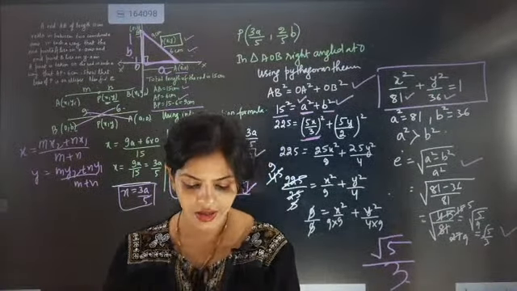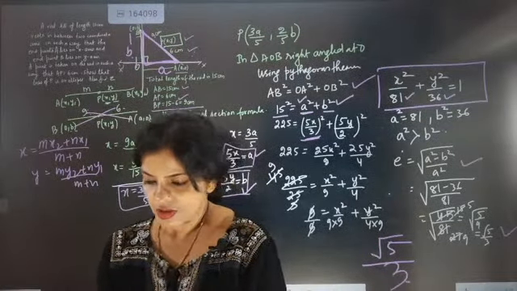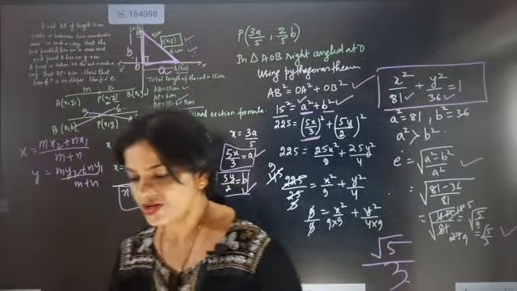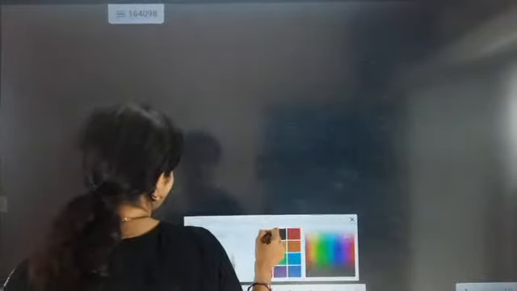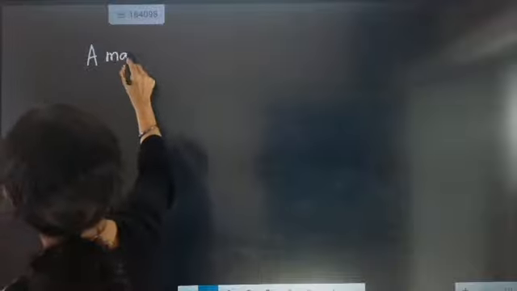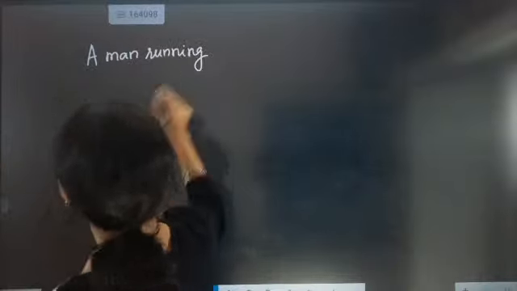So now another question I am going to discuss. This question is a really good NCERT question. This is the last question from ellipse. A man running a race course.